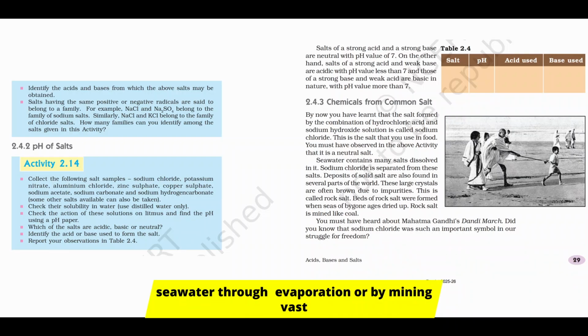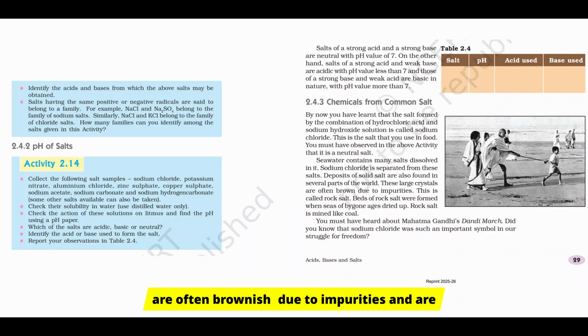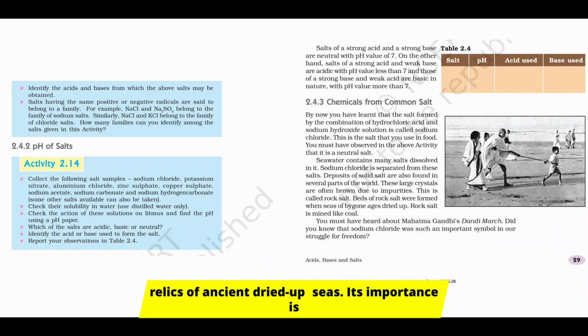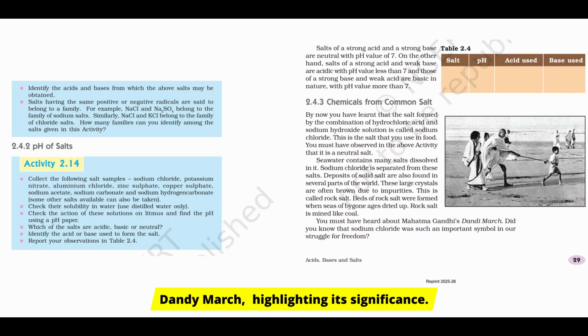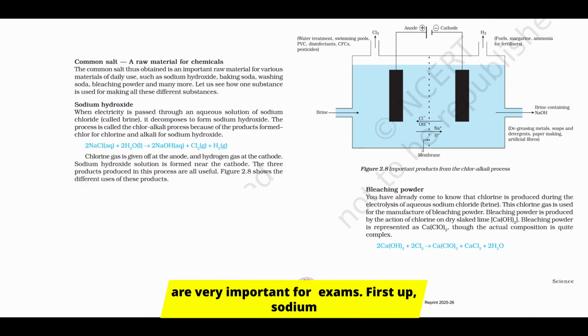We get NaCl primarily from seawater through evaporation or by mining vast underground deposits of rock salt. These deposits are often brownish due to impurities and are relics of ancient dried-up seas. Its importance is even woven into history. Think of Mahatma Gandhi's Dandi March highlighting its significance. But industrially, it is the feedstock for giants. Let's look at some key chemicals derived directly from NaCl. These processes and uses are very important for exams.